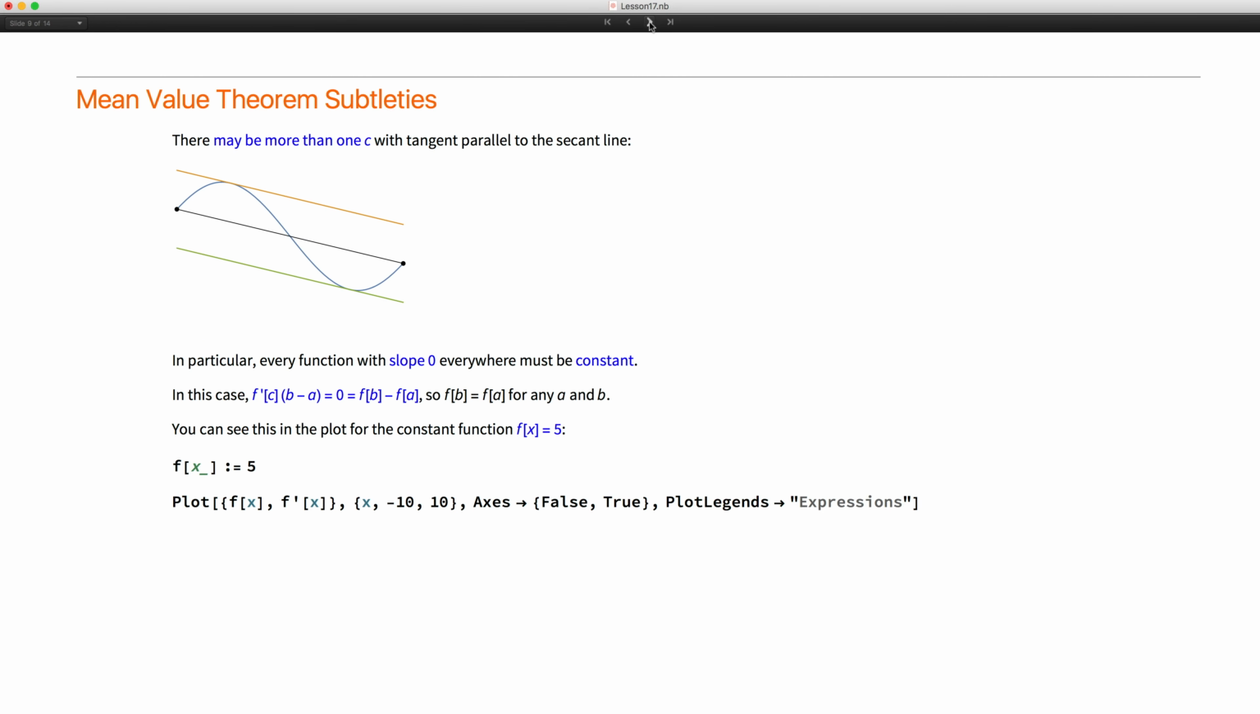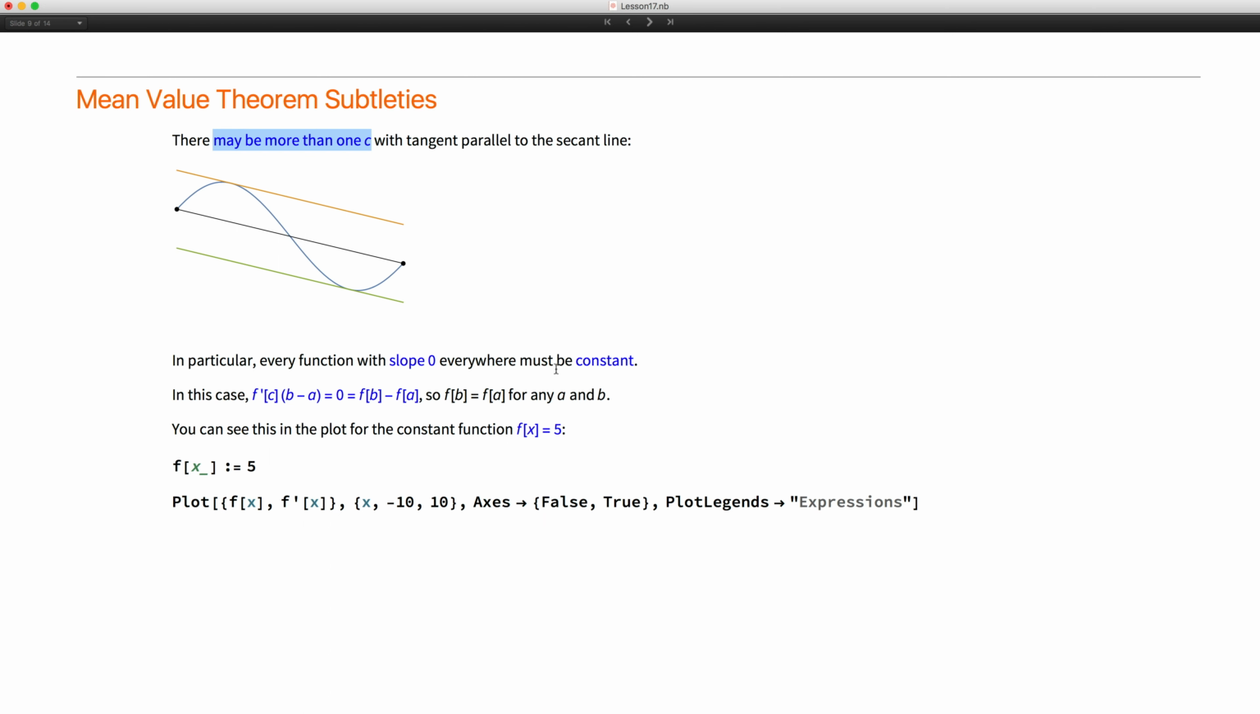So there are some issues with the mean value theorem and how you interpret it. For example, you could have more than one c which satisfies the theorem. Here you have a curve in which that's the secant line, and those two tangents have the same slope as the secant line.